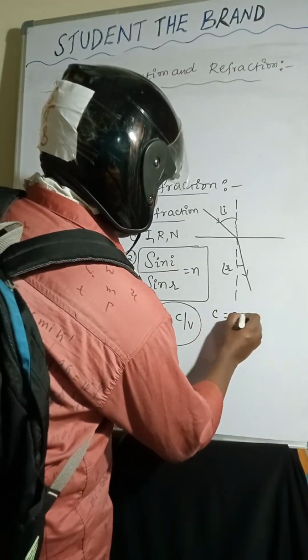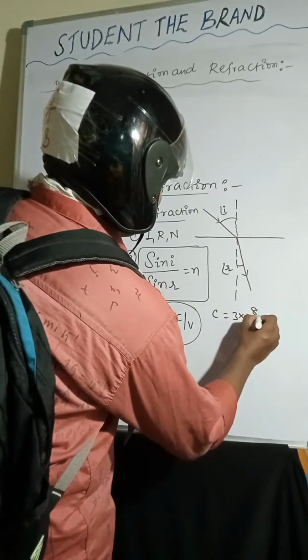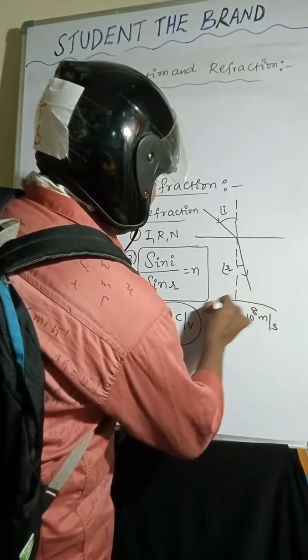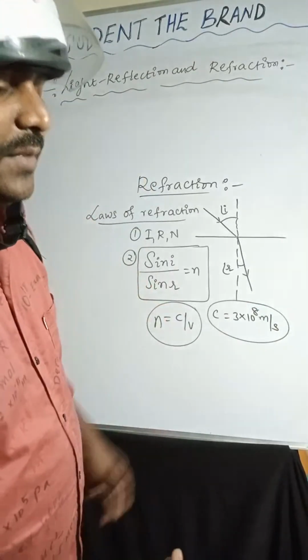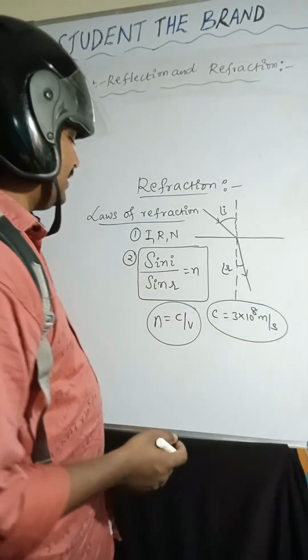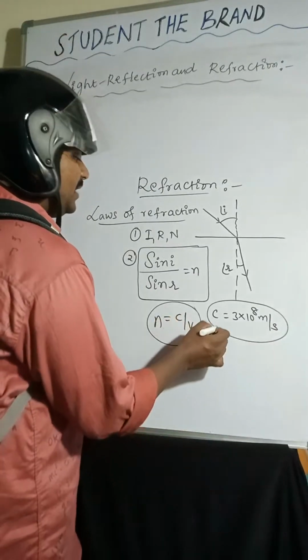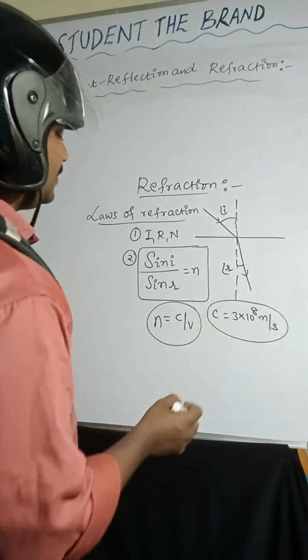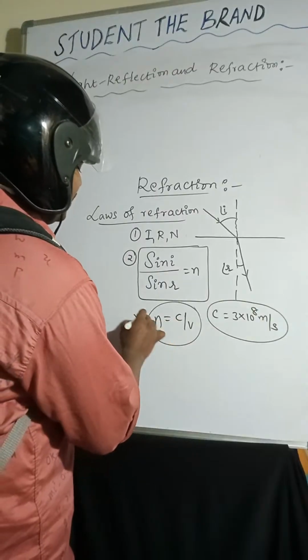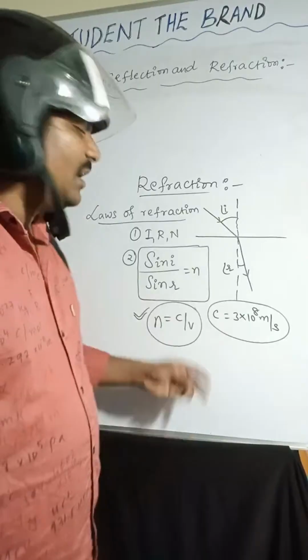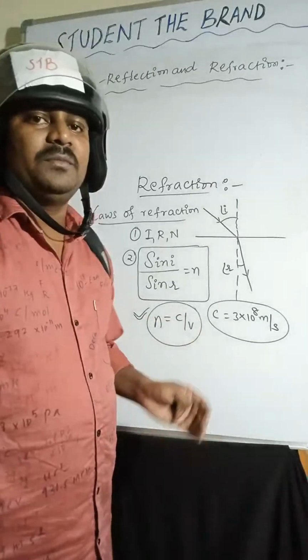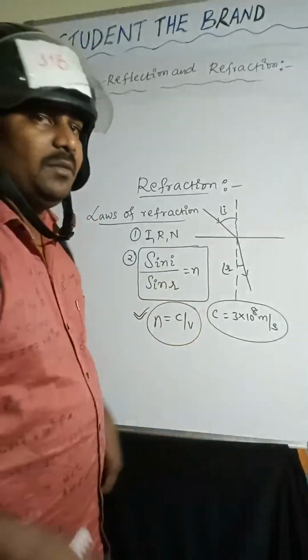C equal to 3 into 10 power 8 meter per second. So the speed of light in air or vacuum is 3 into 10 power 8 meter per second. So n equal to c by v is the absolute refractive index. Absolute refractive index is nothing but speed of light in vacuum by speed of light in medium.